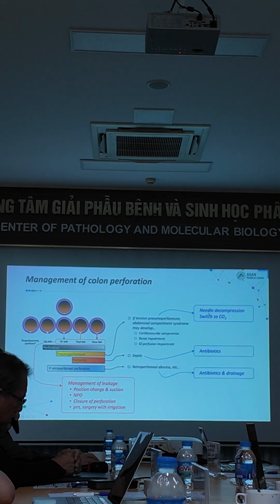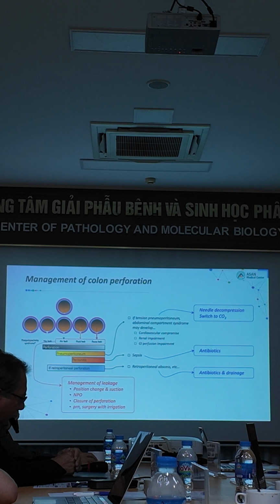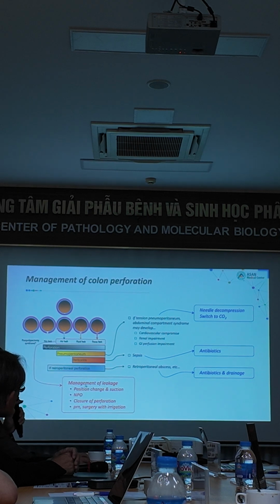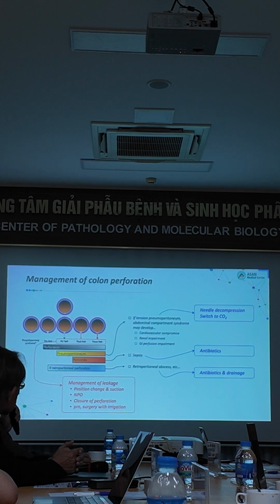For example, needle aspiration should be performed in case of symptomatic tension pneumoperitoneum, and antibiotics should be administered for treatment of peritonitis with or without sepsis. And drainage may be necessary in case of retroperitoneal abscess. And in addition, the treatment of perforation itself is very important for management of leakage.